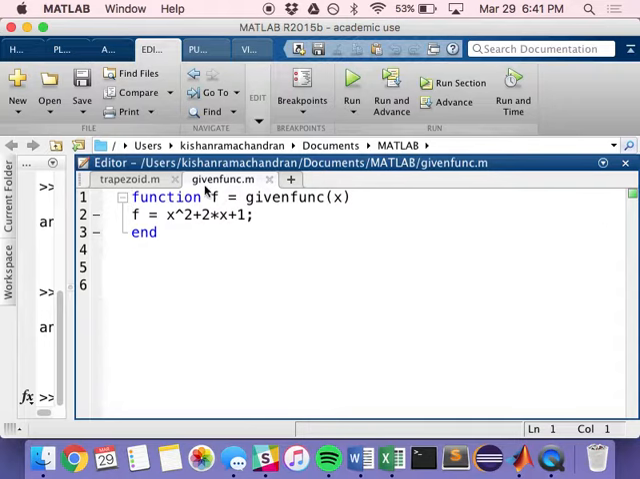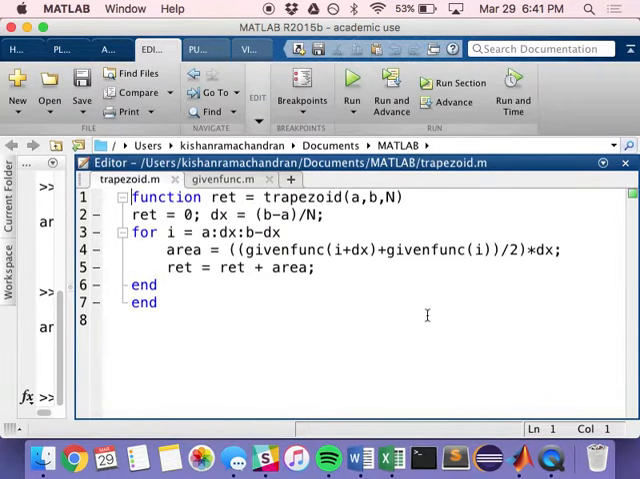So we have this thing. Now we go to our trapezoid method code. So function return equals trapezoid of a, b, n. Okay? So we have three things, a, b, and n.